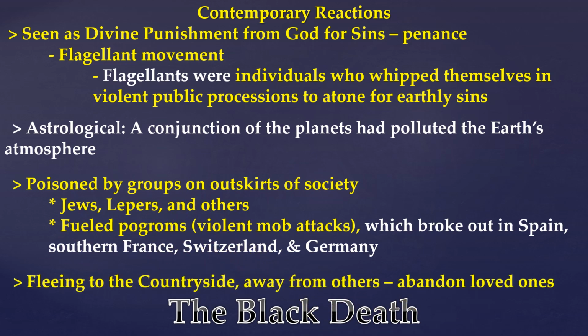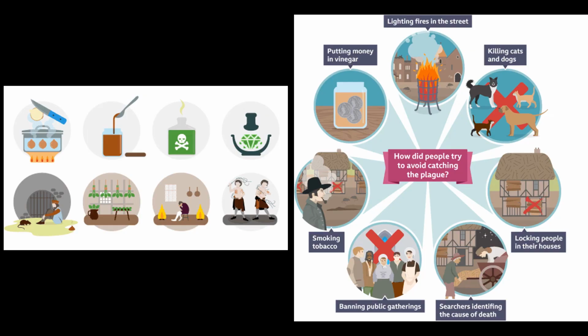We also see people fleeing to the countryside away from others, particularly if you can afford it. There's the abandoning of loved ones: husbands abandoning wives, wives abandoning husbands, brothers abandoning sisters, sisters abandoning brothers, parents leaving their kids to die, kids leaving their parents to die, as people scramble to save themselves from this very scary disease.